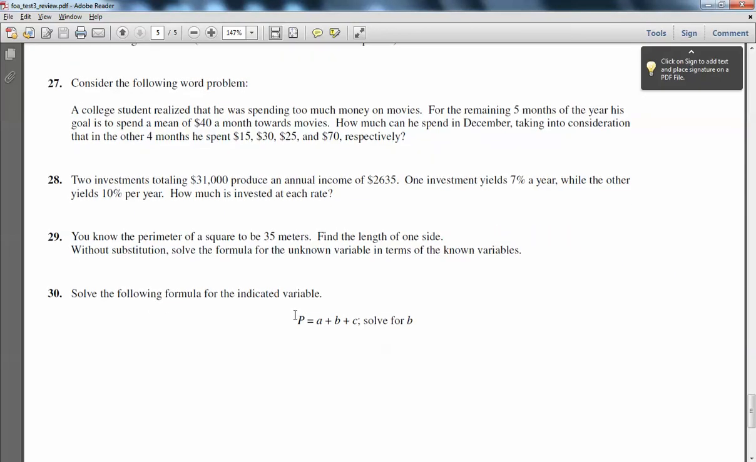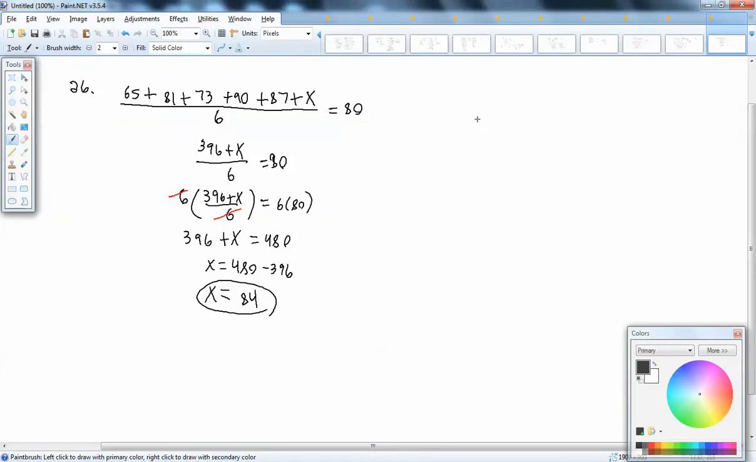Okay, 27. Looks like another mean one. The reason I see that is I see the word mean. Okay, 27.